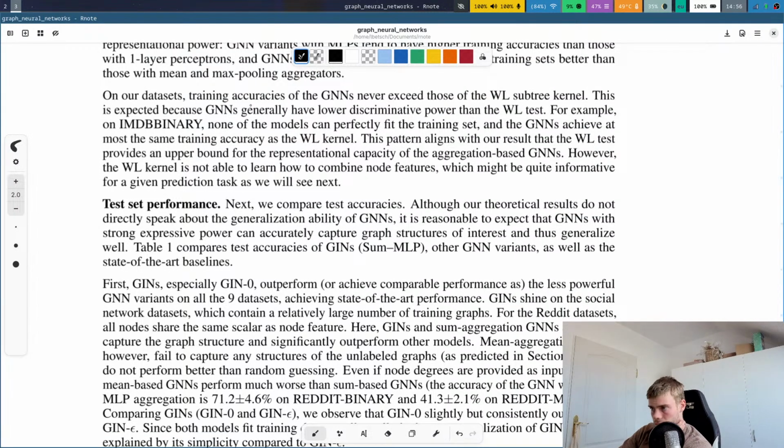Okay. On our datasets, training accuracies of the GNNs never exceed those of the WL subtree kernel. This is expected because GNNs generally have lower discriminative power than the WL test. For example, on IMDB-binary, none of the models can perfectly fit the training set, and the GNNs achieve at most the same training accuracy as the WL kernel. This pattern aligns with our result that the WL test provides an upper bound for the representational capacity of aggregation-based GNNs. However, the WL kernel is not able to learn how to combine node features, which might be quite informative for a given prediction task, as we will see next.